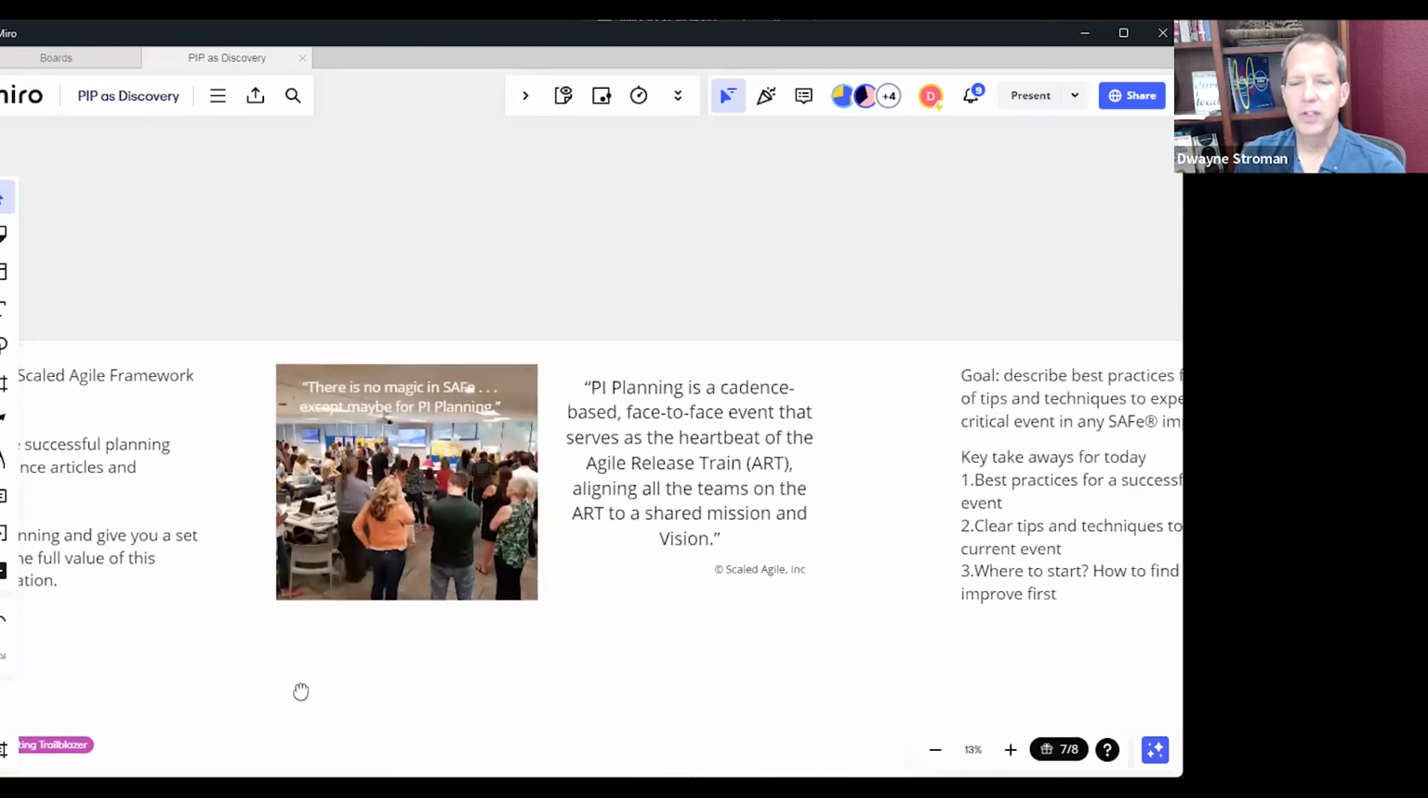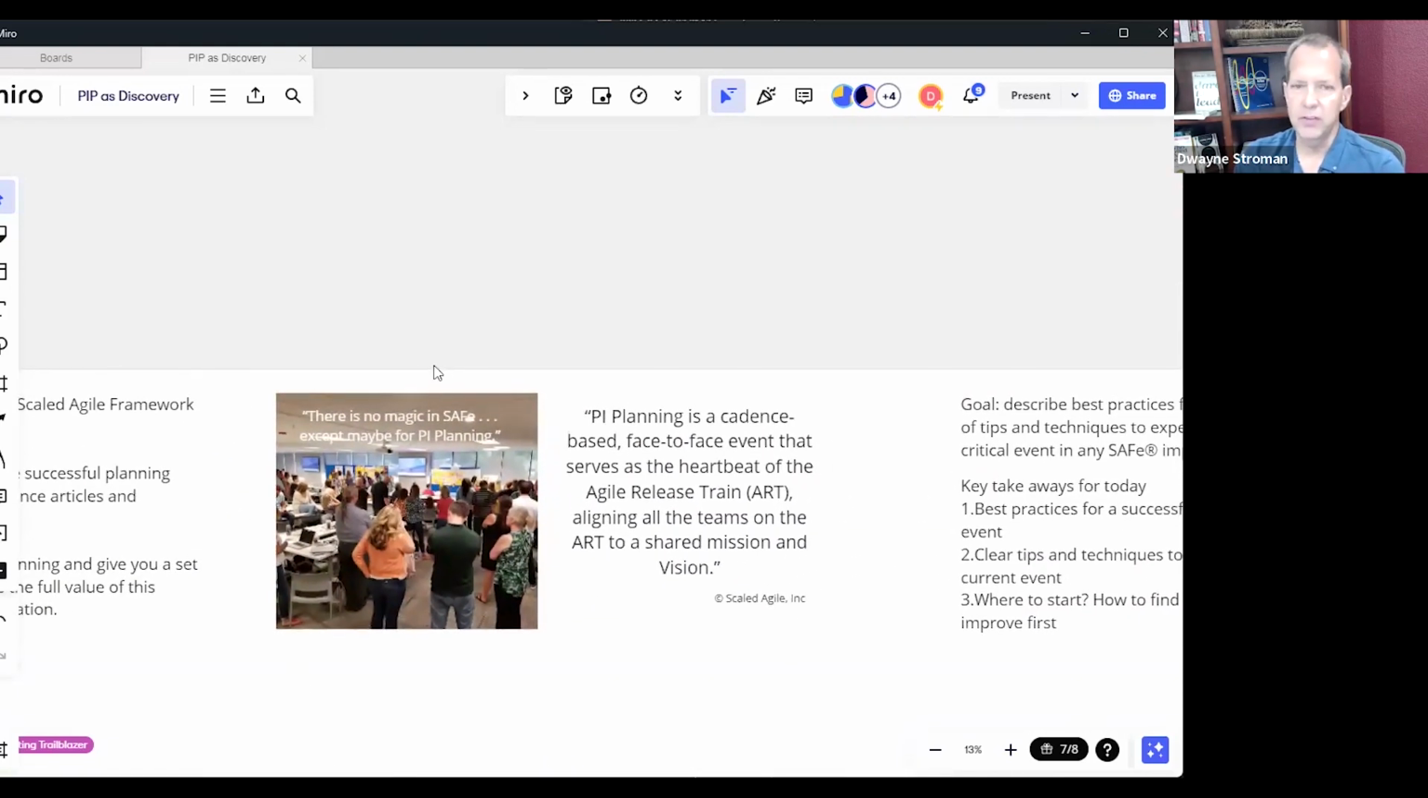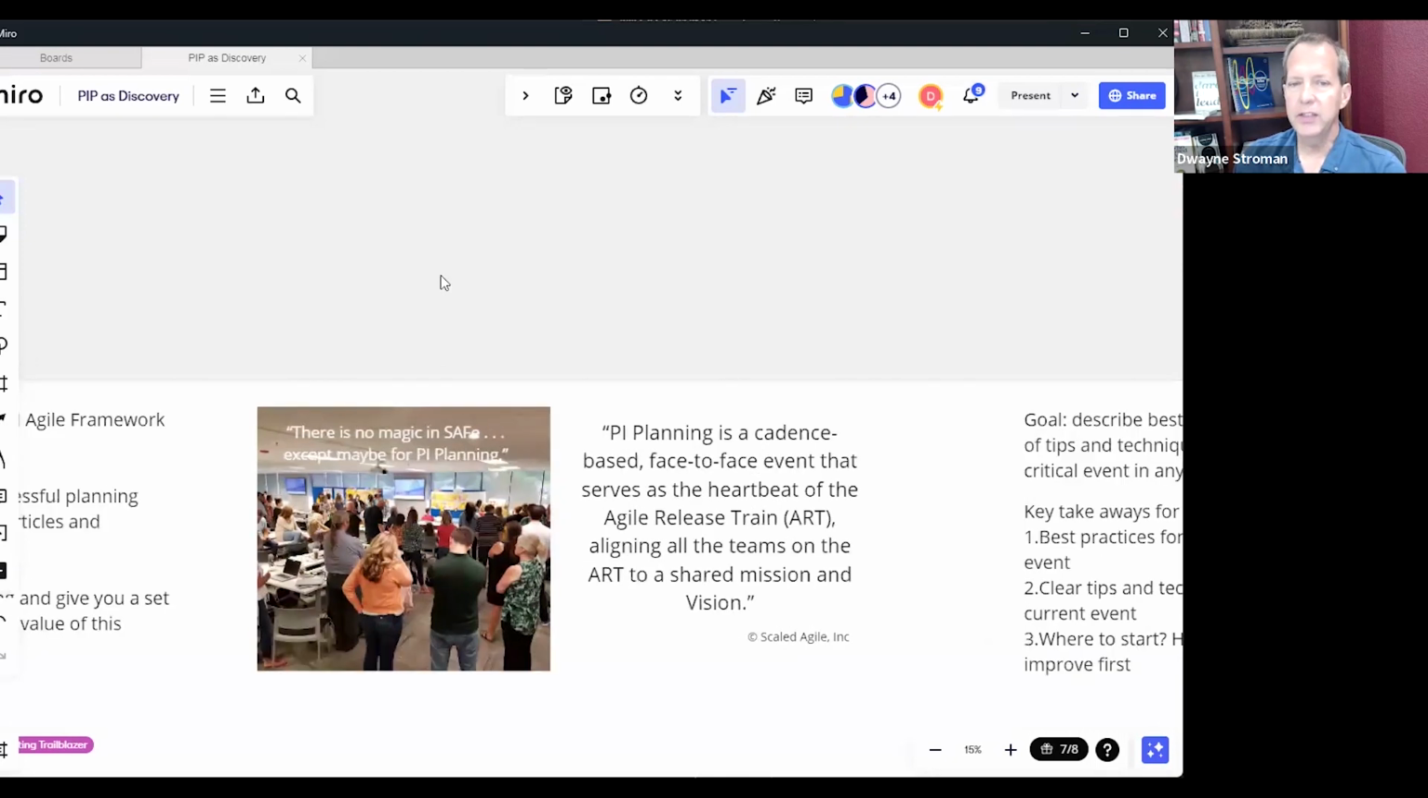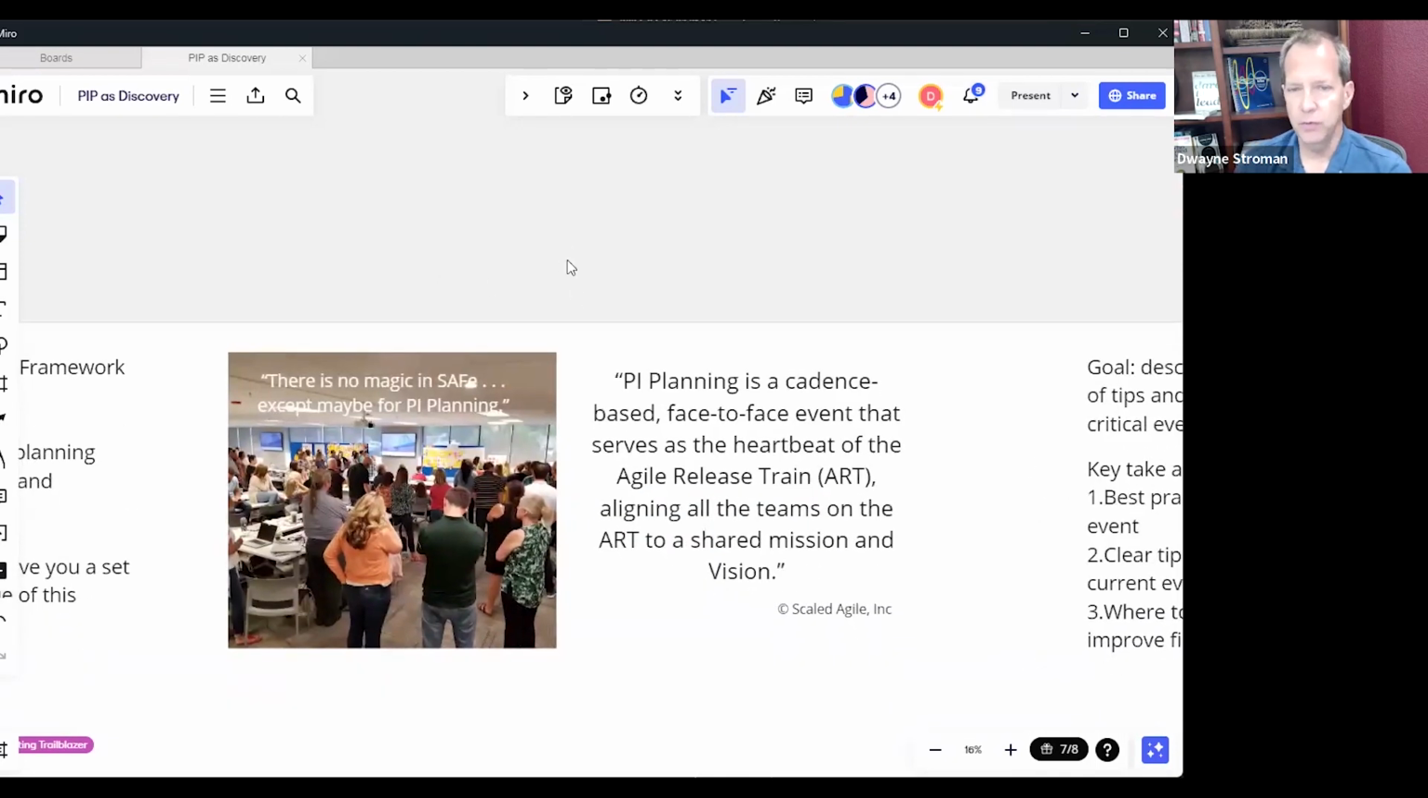Now, there's a number of different quotes. This is a quote from Dean Leffingwell. There's no magic in SAFe except maybe for PI planning. And he's right. When I first got involved with SAFe in 2012, and I did the simulation, if any of you have attended SPC class, you know the simulation we do. Hasn't changed all that much over the years.